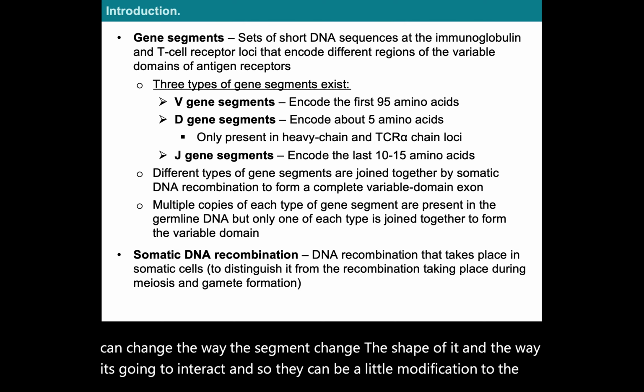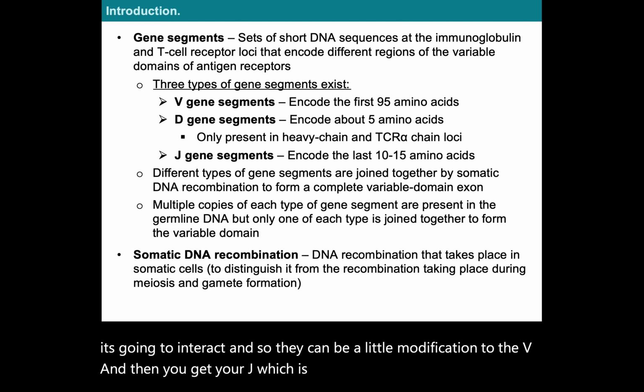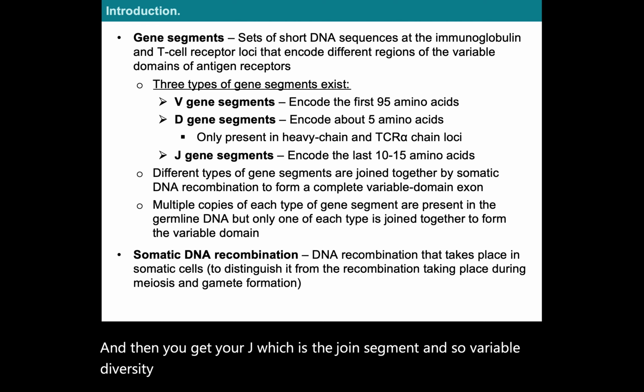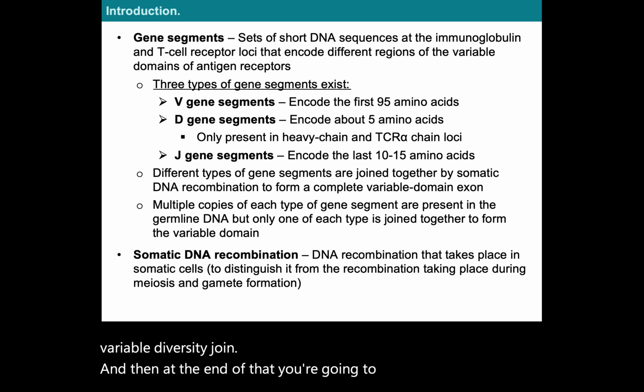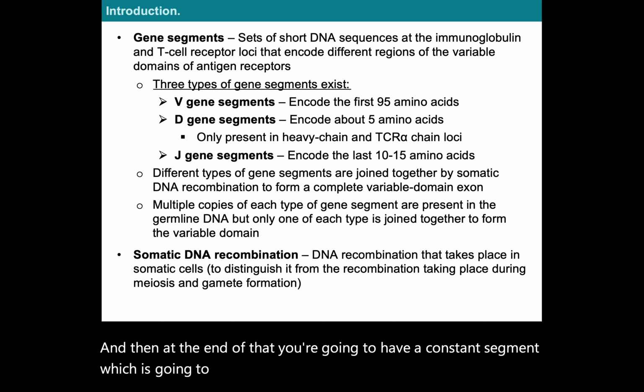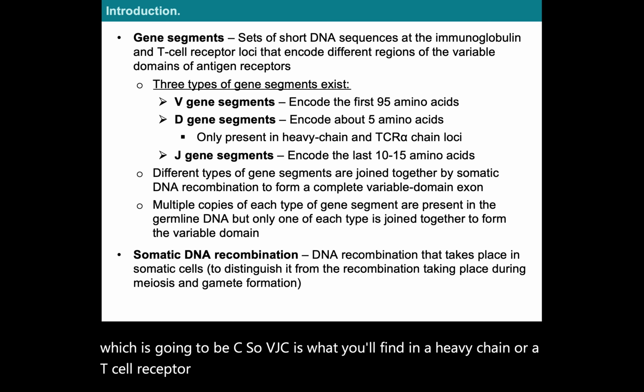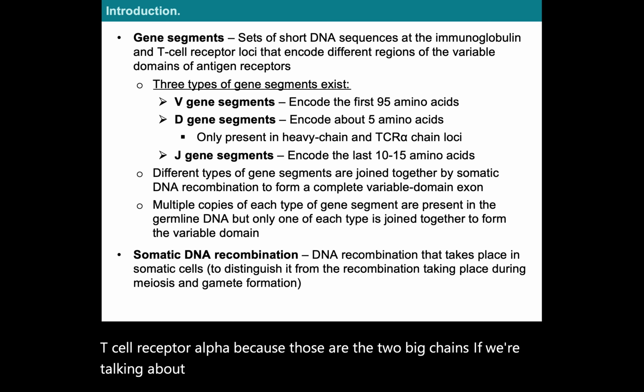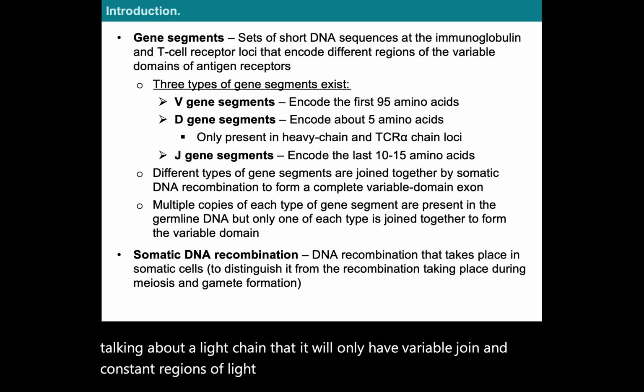And then you get your J, which is the join segment. And so variable, diversity, join. And then at the end of that, you're going to have a constant segment, which is going to be the C. So VDJC is what you'll find in a heavy chain or a T cell receptor alpha, because those are the two big chains. If we're talking about a light chain, then it will only have variable, join, and constant regions of a light chain. And that's fine. All right.